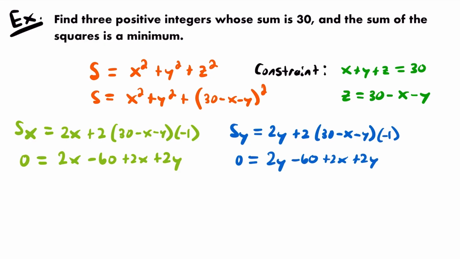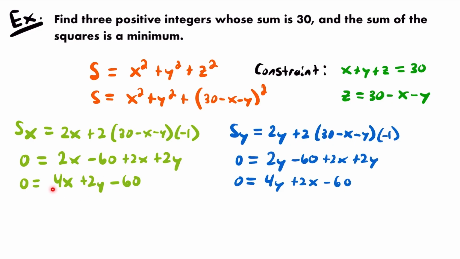Okay, so now simplifying further, back to sx, we have 2x and 2x that can be combined to be 4x. So this will be 0 is equal to 4x plus 2y minus 60. And then over here, we have two terms of 2y that will combine to be 4y. So doing that, we get 4y plus 2x minus 60. Okay, and so now we have this system of equations that we need to solve. The way I'm going to do it is to solve for one variable in one equation and then plug that into the other. And so let's solve for x in this equation.